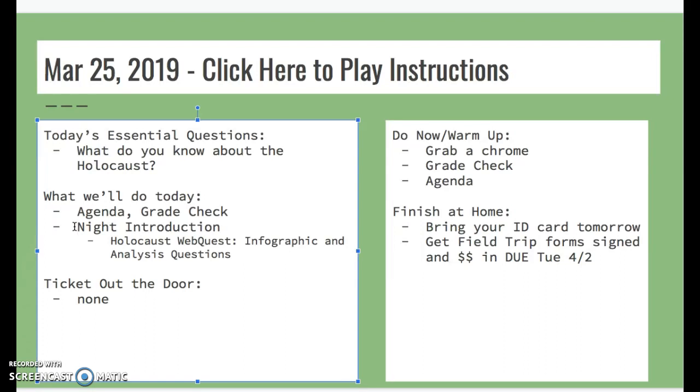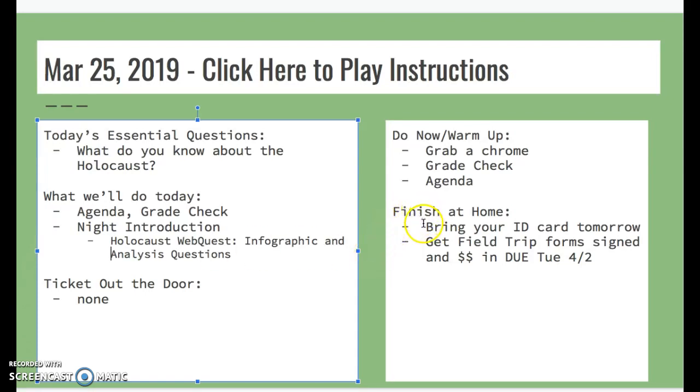So since we're looking at 2 Holocaust stories, we should probably do some basic information about the Holocaust. So today you're going to spend some time doing a Holocaust web quest and either refreshing your memory from world history or learning something new. And you'll create an infographic and do some analysis questions about different ways that the Holocaust has been portrayed or talked about.